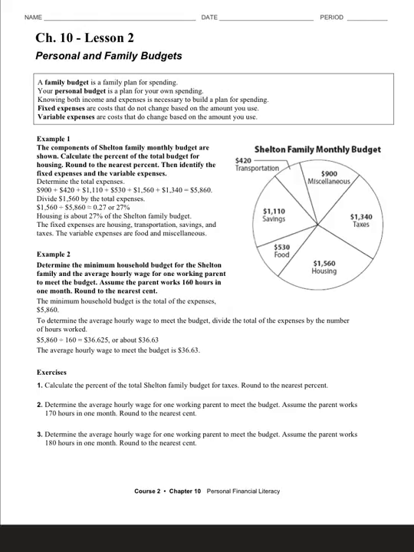So for example 1, it says the components of the Shelton family monthly budget are shown. Calculate the percent of the total budget for housing. So first we're going to be looking at housing. And if you look at the pie chart, housing is 1,560.